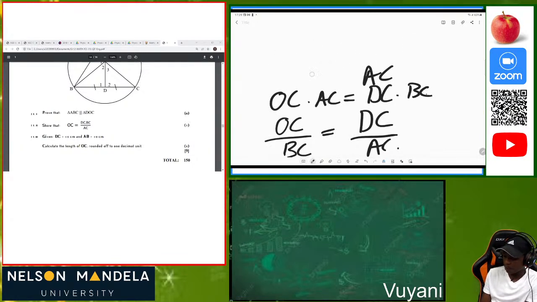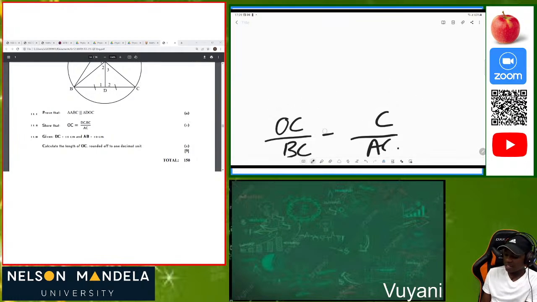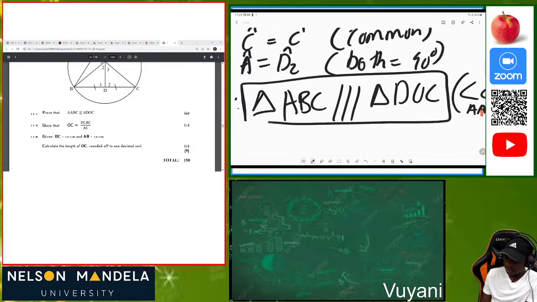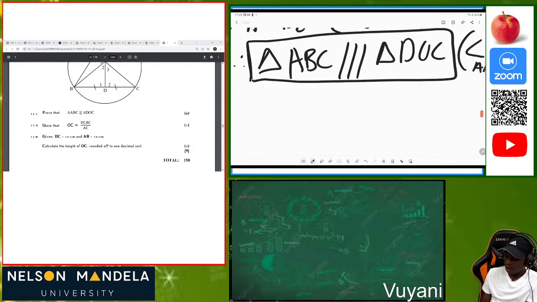And how are we going to prove this, guys? In our first question, we were told that these two triangles are similar to each other. So now we can use what we have from our similar triangles, that OC over BC. Do you see something? I want you to be careful of this thing. OC is here, BC is also here.